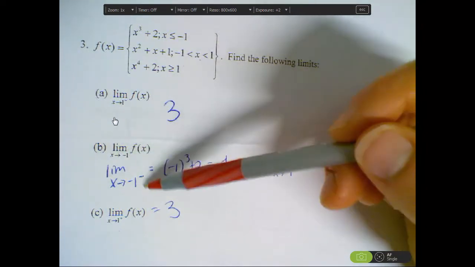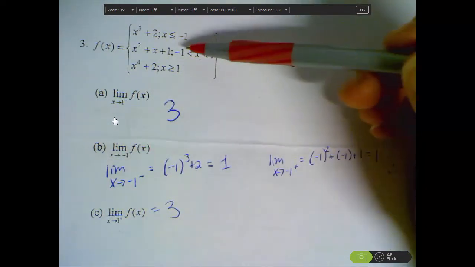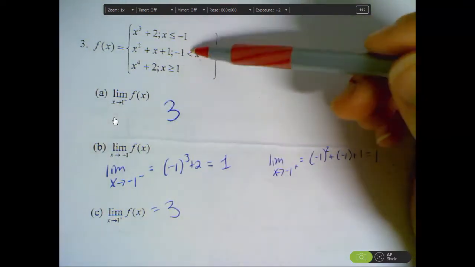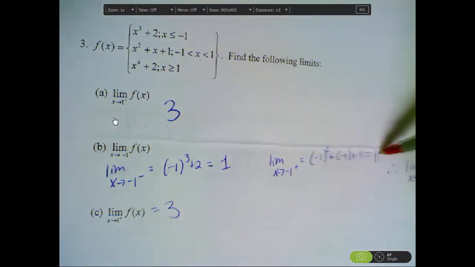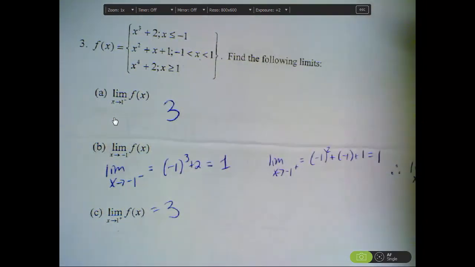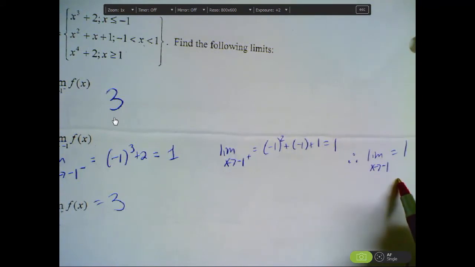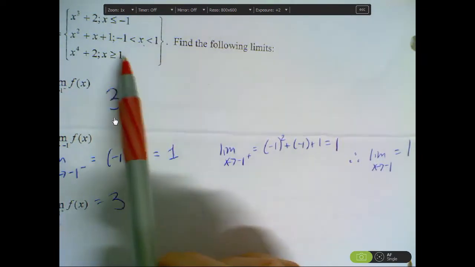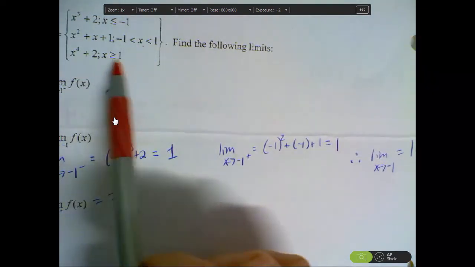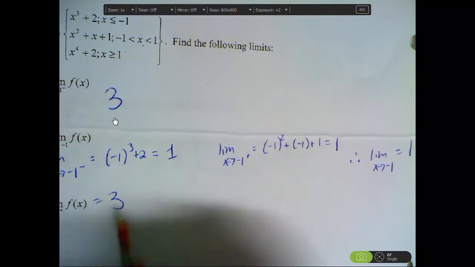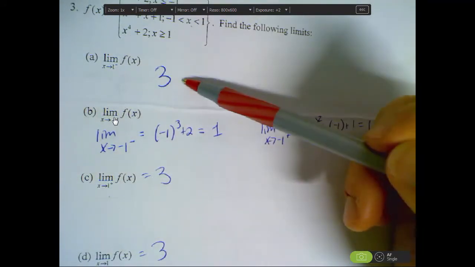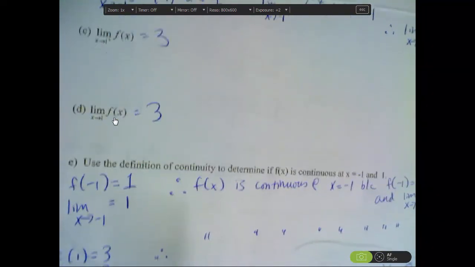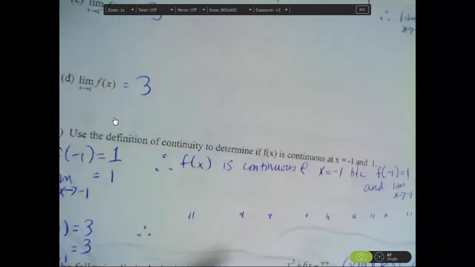As x approaches negative 1, we have to check that from the left and the right. So negative 1 from the left, we're going to plug into this function, and that gives us 1. Negative 1 from the right, we're going to plug into this function, which also gives us 1. So since the limits from the left and the right are the same, the limit as x approaches negative 1 is 1. The limit as x approaches 1 from the right, we're going to plug into the bottom function because that's where all the numbers are bigger than 1, and we get 3. So therefore, since the limit from the left and the limit from the right are both 3, the limit as x approaches 1 is 3.